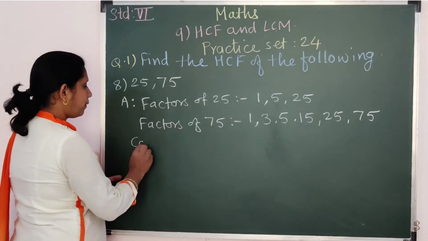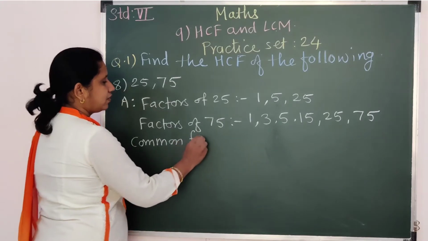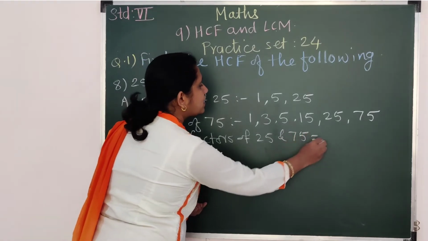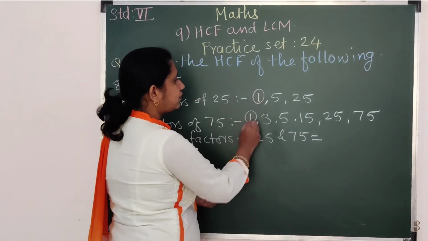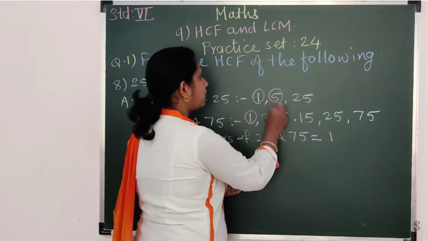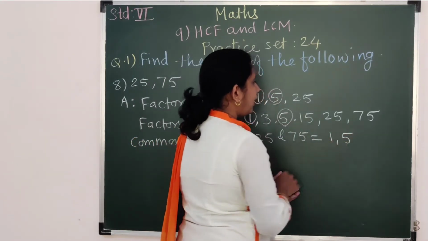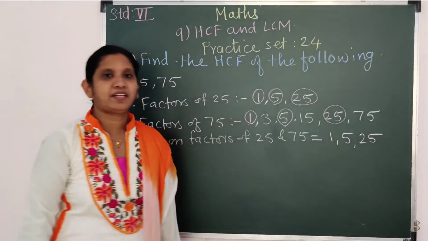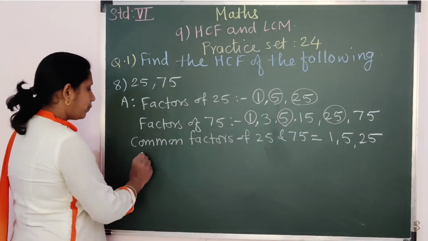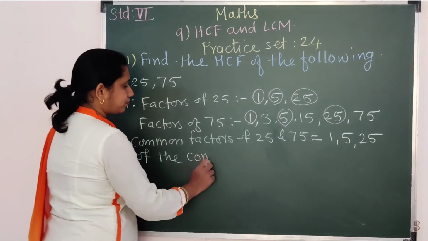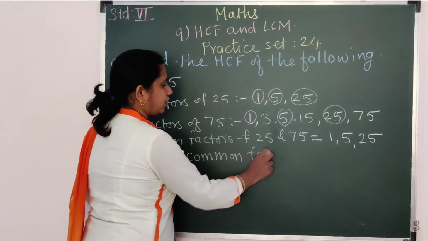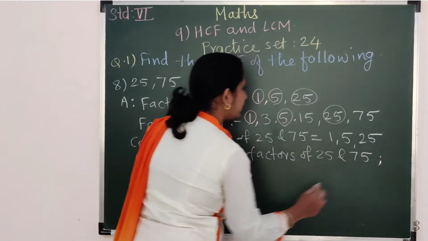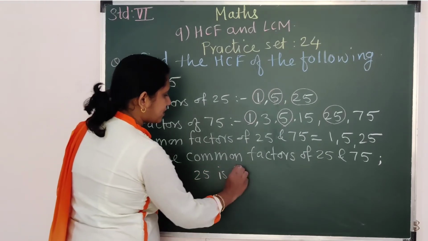Let us write down the common factors of 25 and 75. Which all are common factors? 1, then 5, and the last one is 25. So the common factors are 1, 5 and 25. Of the common factors of 25 and 75, 25 is the greatest.